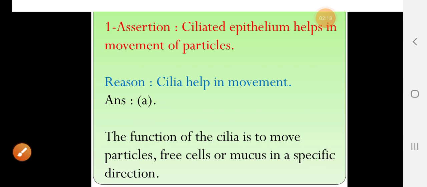As we know, cilia help in movement of the particles or mucus in a specific direction.